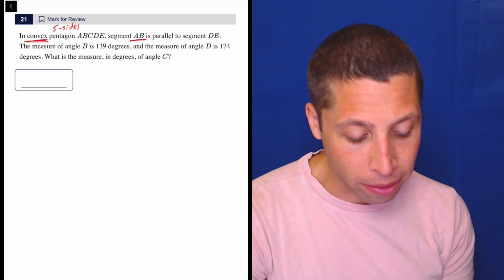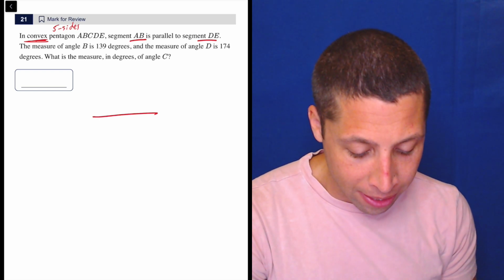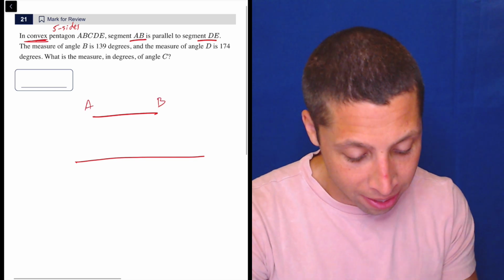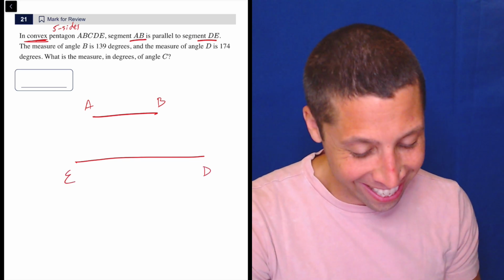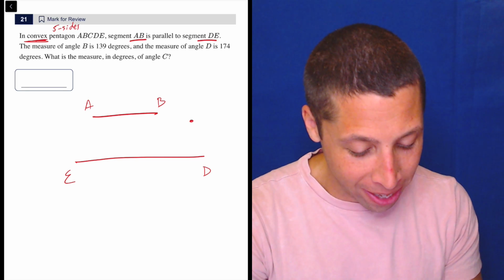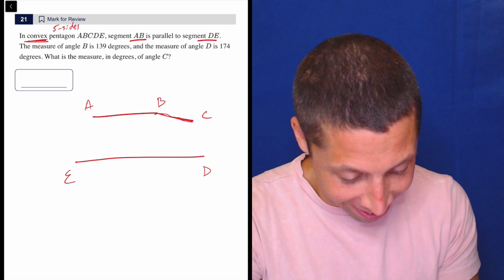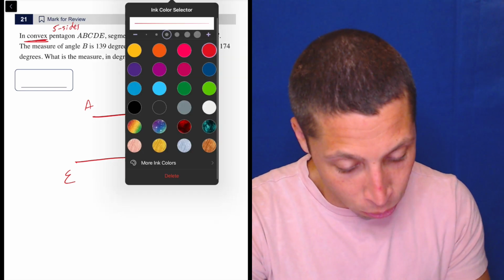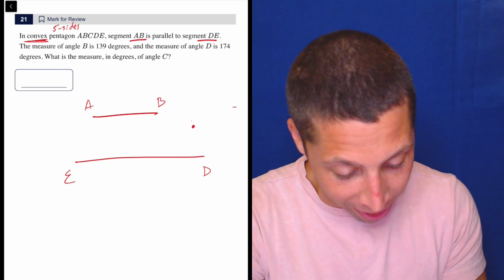AB is parallel to DE. So I'm going to do AB and DE. I think I can just do something like this. A, B, yeah, I think this is good. DE. Now, D goes on that side because I've got to put C somewhere, right? So I'm going to put C right here. Actually, let's make it not in the middle. Somewhere here feels right. Okay, so that's C.